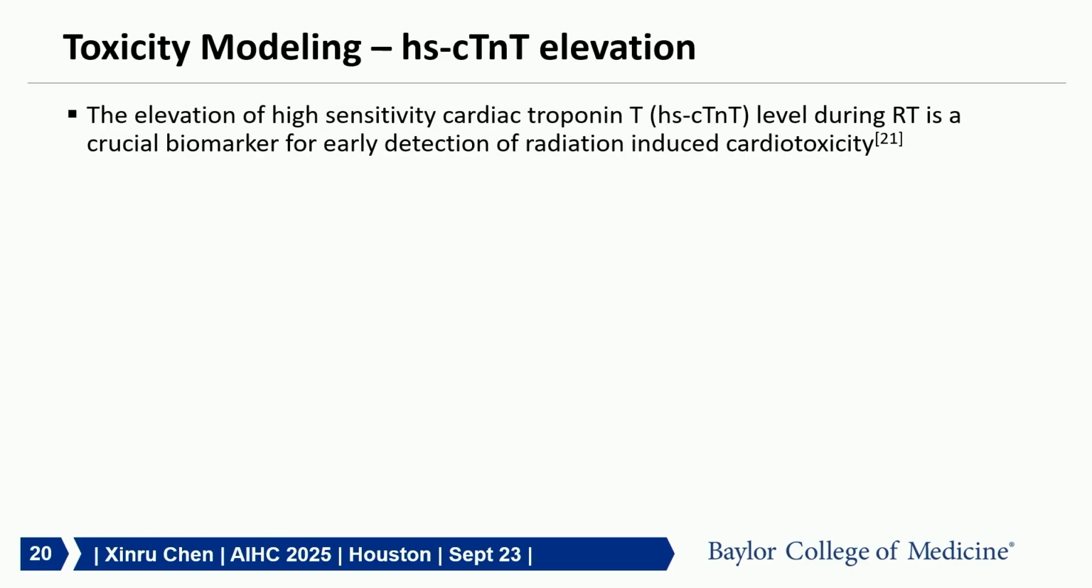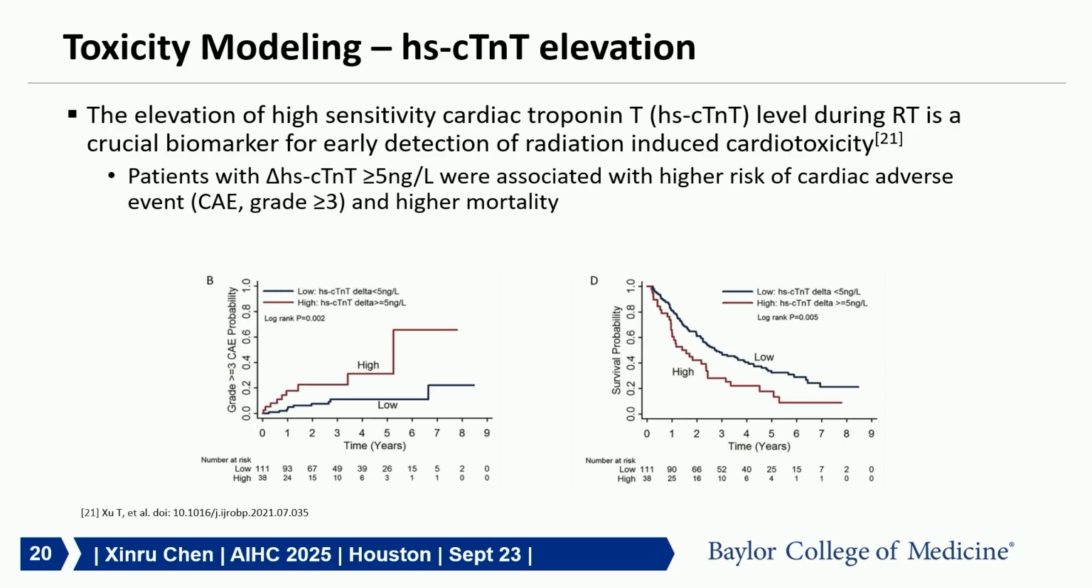So the second part, we focus on the high sensitivity cardiac troponin T elevation, which is a crucial biomarker for early detection of radiation-induced cardiotoxicity. From the figure here, we can see that patients with a level change larger than 5 nanogram per liter were associated with significantly higher risk of cardiac adverse events and higher mortality. So the endpoint of this study was set as maximum change of the high sensitivity cardiac troponin T level larger than 5 nanogram per liter.